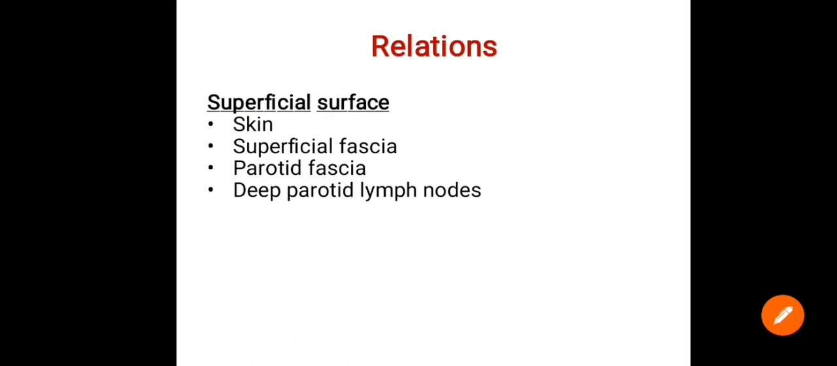Now for each surface there are certain relations. The first is the superficial surface. The superficial surface relations are very simple. On the top you will have the skin, then the superficial fascia, and then deeper you will have the parotid fascia, and then the deep parotid lymph nodes. So these are the relations of the superficial surface.